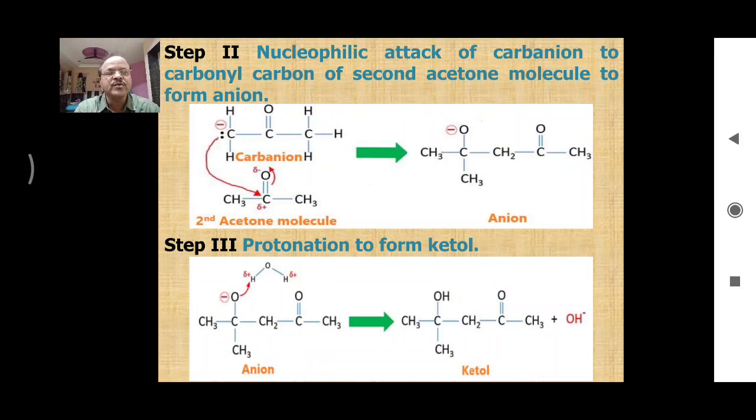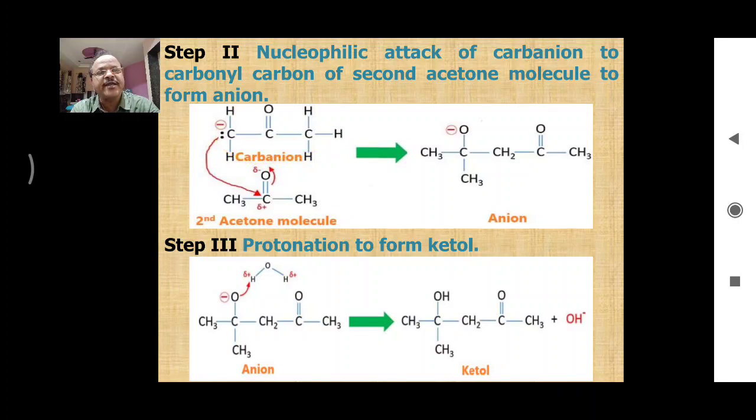Step number 2, nucleophilic attack of carbanion to carbonyl carbon of second acetone molecule to form anion. In step number 1, the first molecule of acetone is converted into carbanion by removal of one H plus ion, that is proton. So that carbanion now attacks nucleophilically to the carbonyl carbon. This is the carbanion which is formed in step number 1.